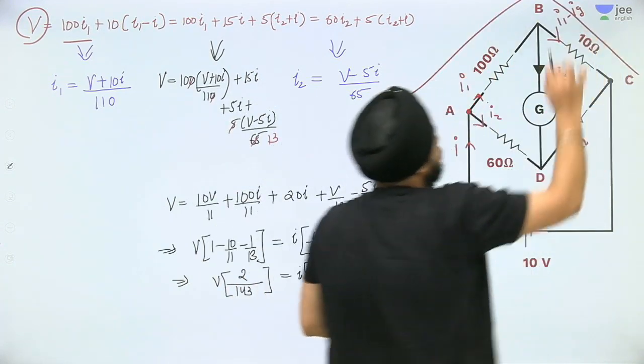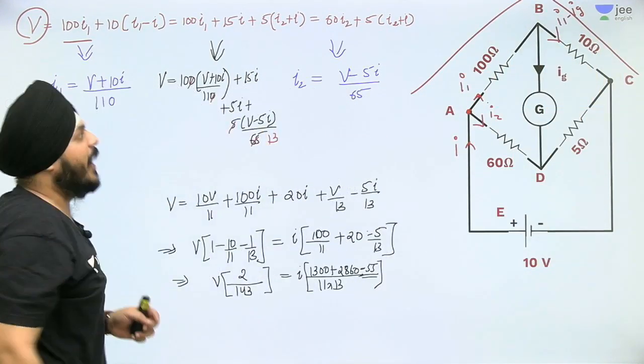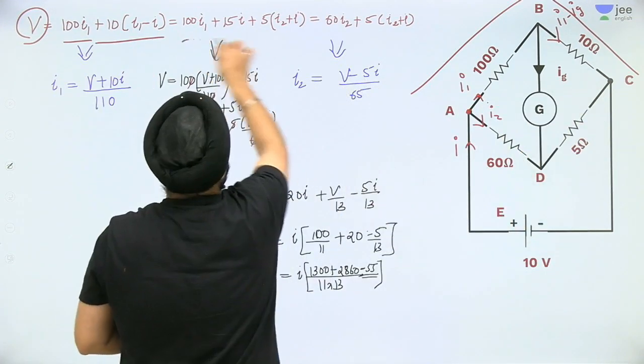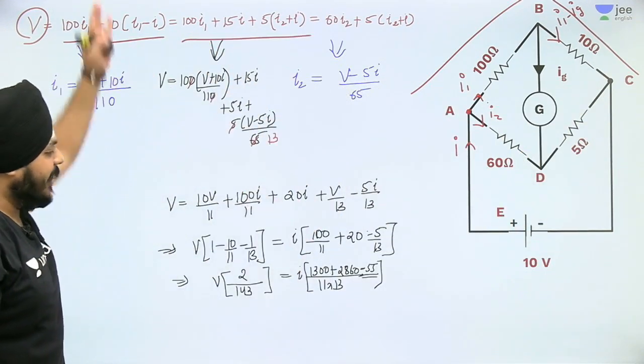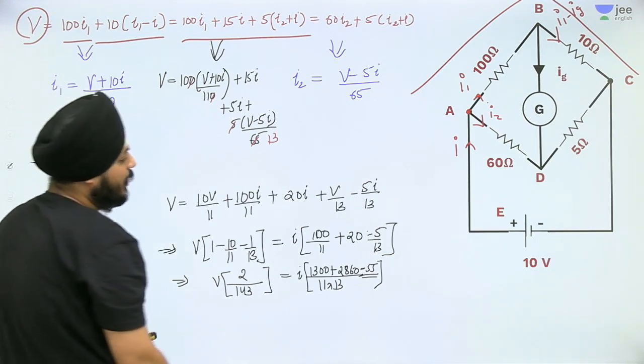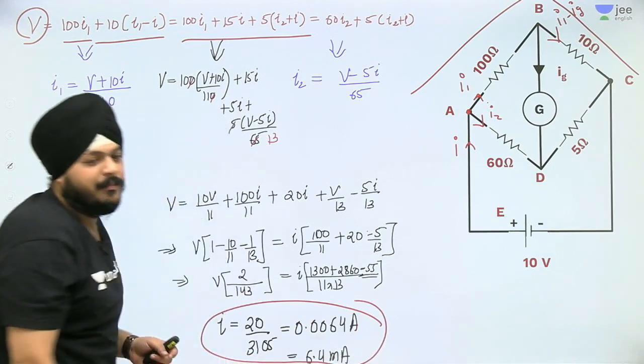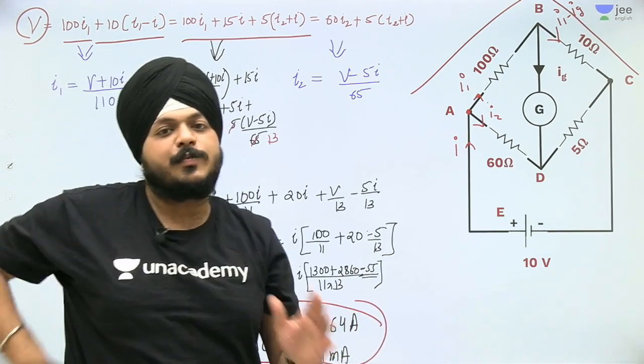Applying Kirchhoff's voltage law from this to this loop, I got this equation. From this to this, I got another equation. Right guys, and resolving this, I am getting the value of the current as 6.4 milliampere.